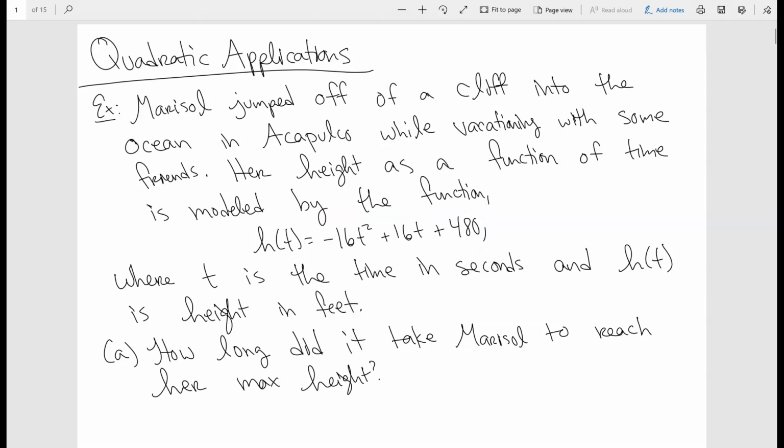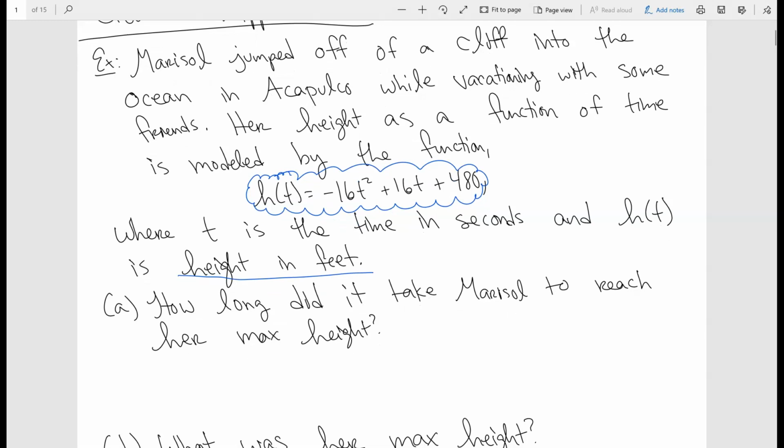In this case, t is the time in seconds, and h of t is the height in feet, okay? So you can pause the video also if you need to write this question down, or you can take a picture of it, whatever you'd like to do. So part A says, how long will it take Marisol to reach her maximum height?